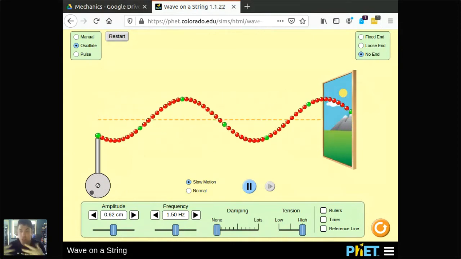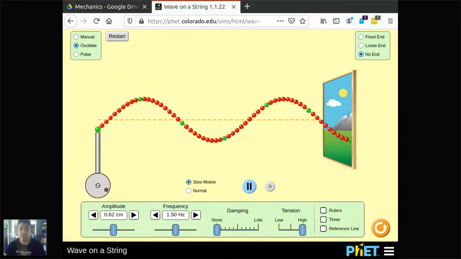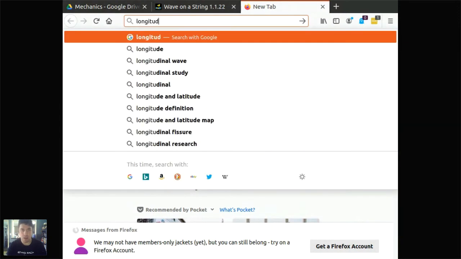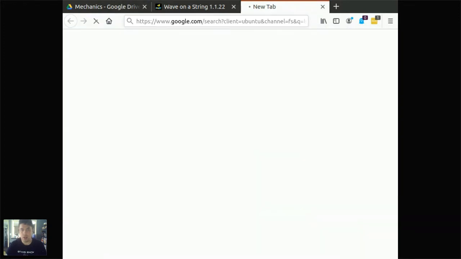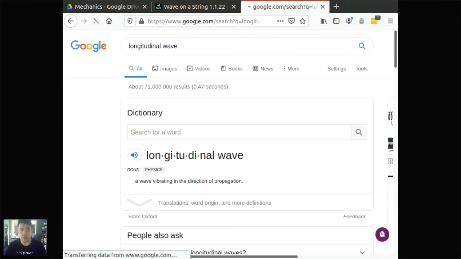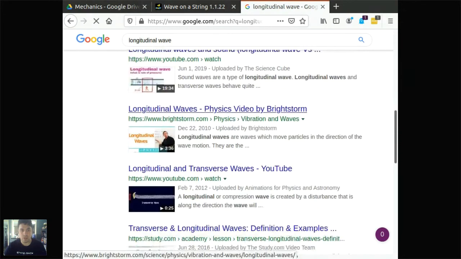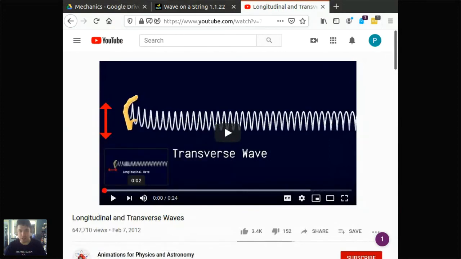If this was a longitudinal wave, they'd be going the same direction. They'd wiggle back and forth like this. Let me see if I can find an example here. Let's just see what we can find. Looking for something nice. Okay, so sure, we'll watch this YouTube one really quickly. I don't know how the sound's going to work, so I'll just mute it.